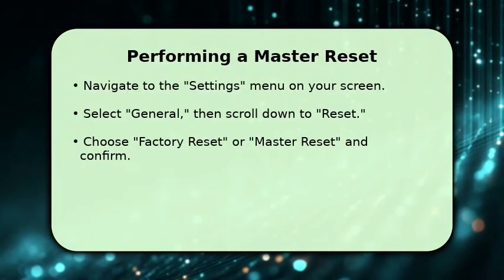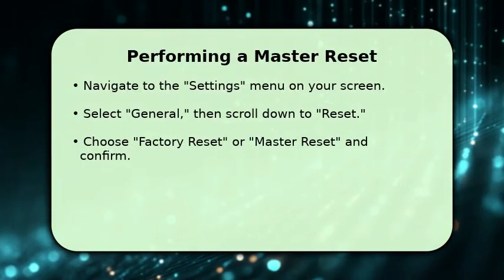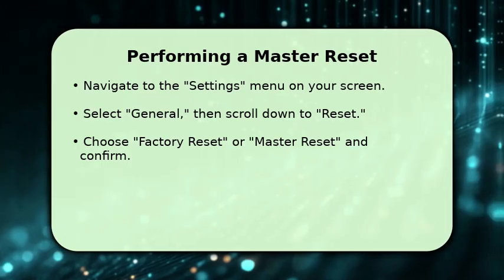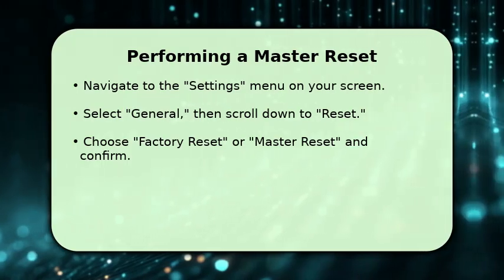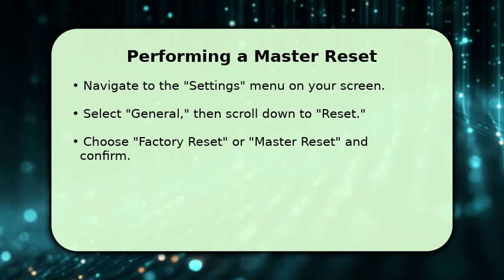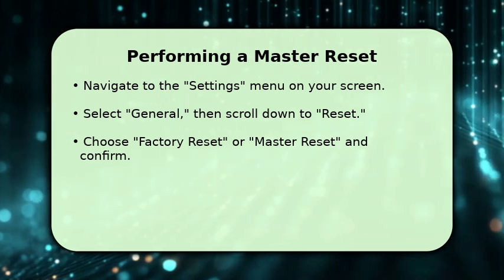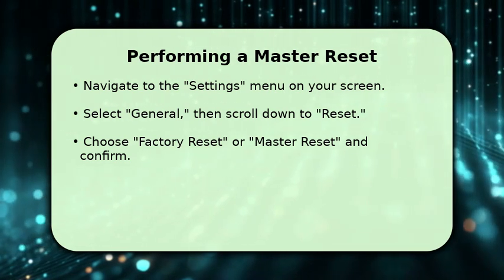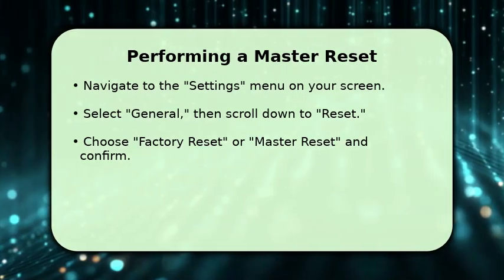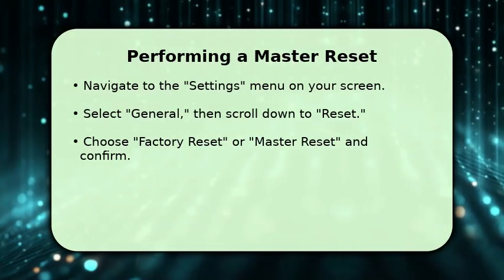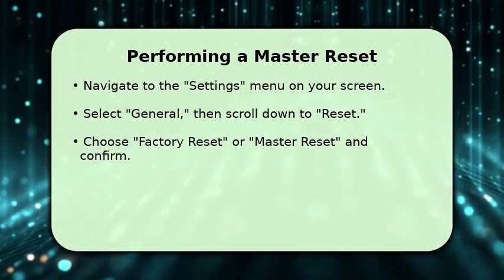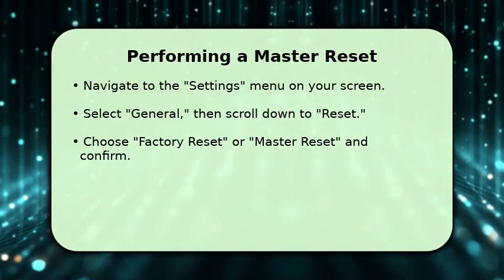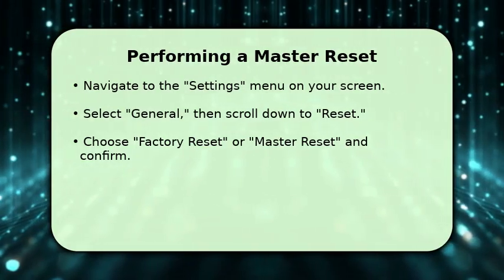If a soft reset doesn't resolve your issue, a master reset might be necessary. Be aware that this will erase all personal data, including paired phones and navigation favorites. To do this, tap Settings on your screen, then select General. Scroll down and choose Reset, then Factory Reset or Master Reset. Confirm your choice, and the system will reboot to its original factory settings.